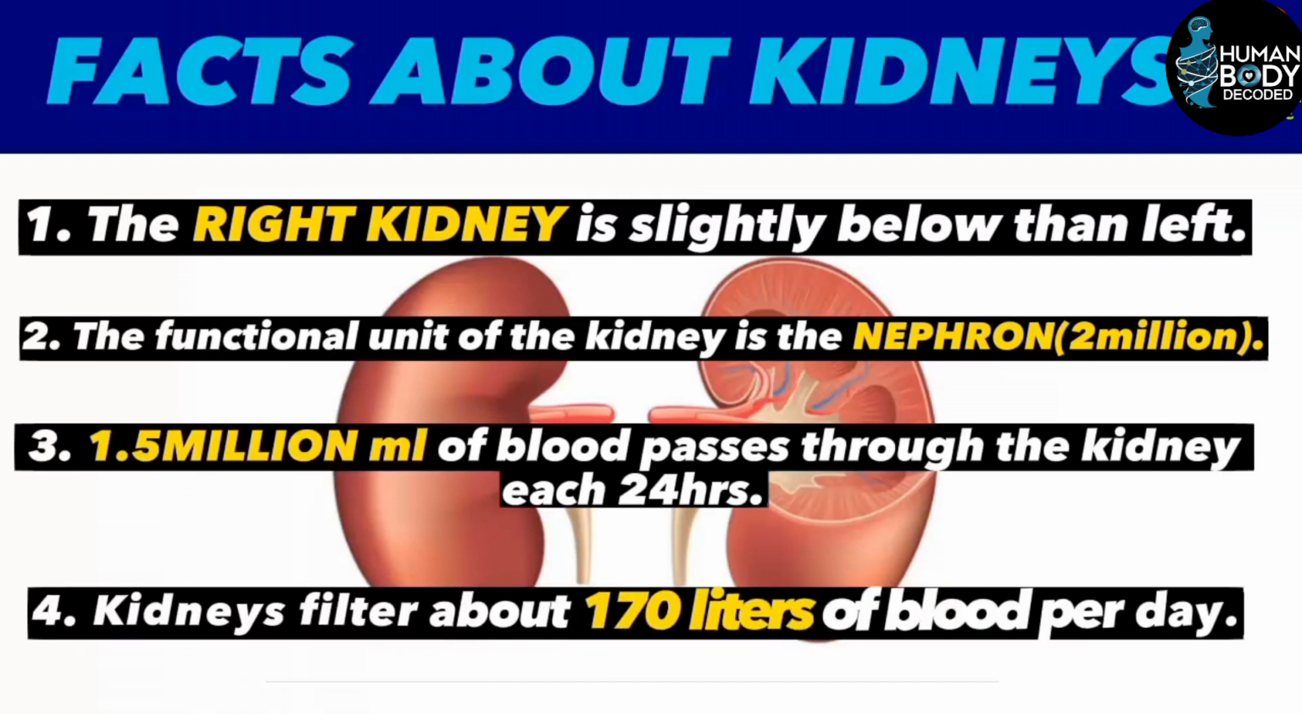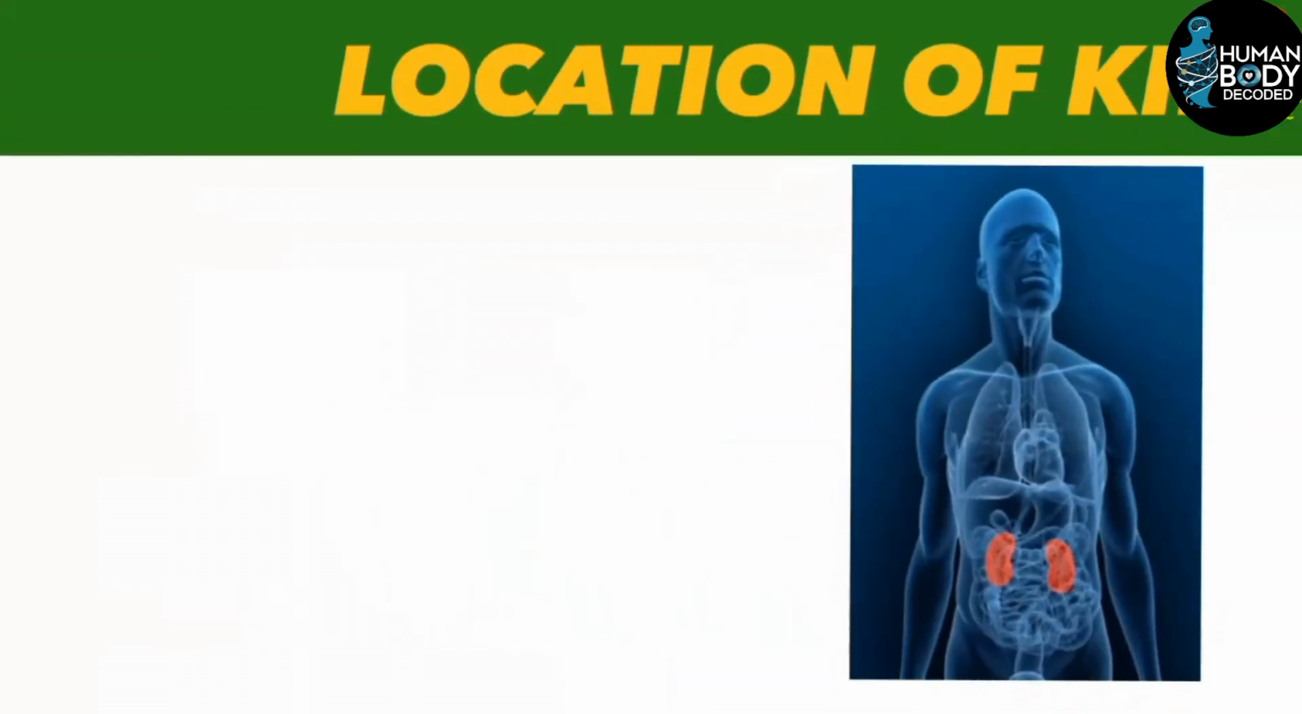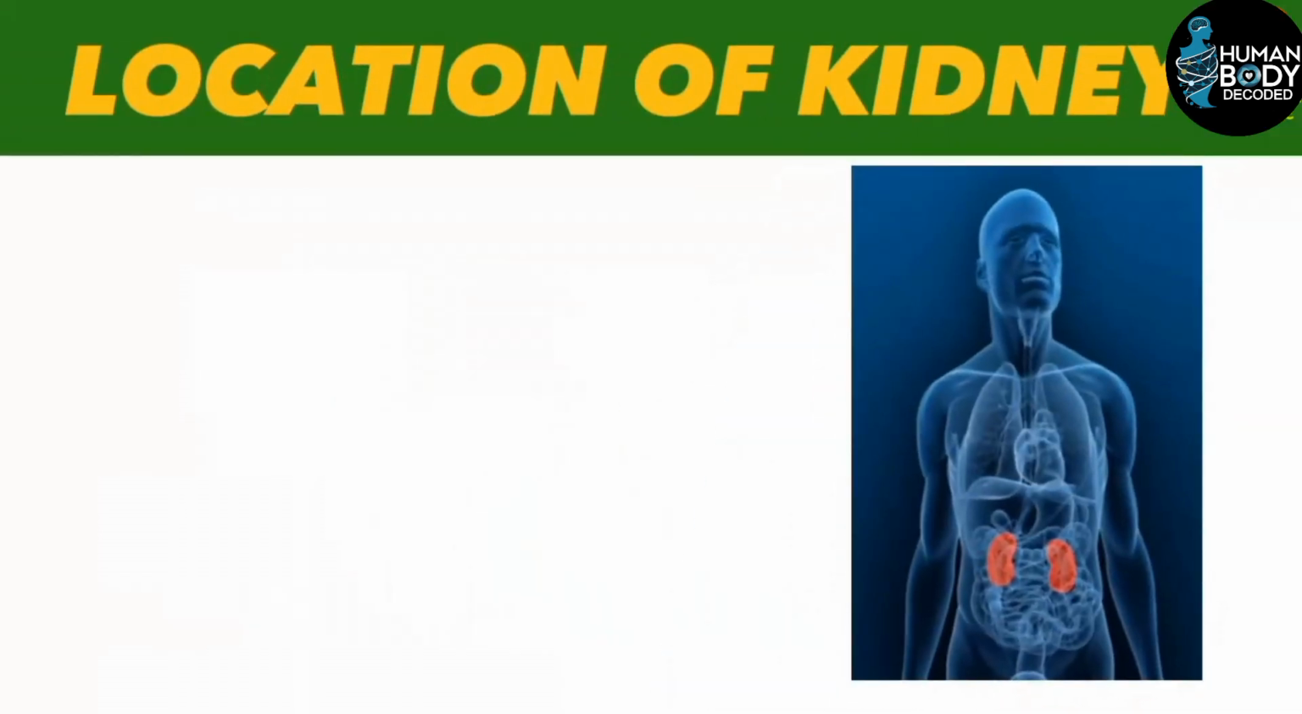The third fact is that our kidneys filter blood, and they filter approximately 170 liters of blood per day. While blood passes through the kidneys continuously, only 170 liters are filtered each day. You might wonder why this is. The reason is that not all the blood contains waste materials. Only the waste containing portion is filtered. Now, let's discuss the location of the kidney.